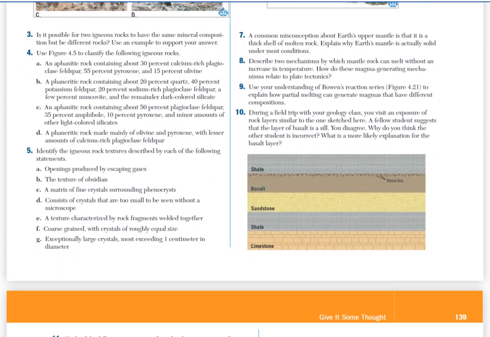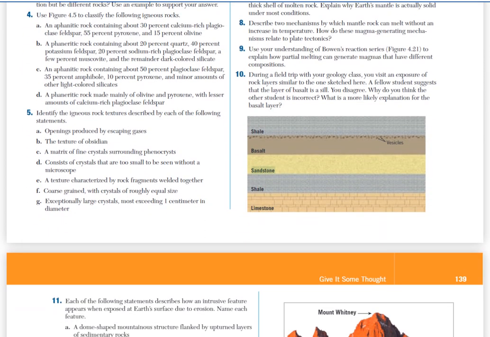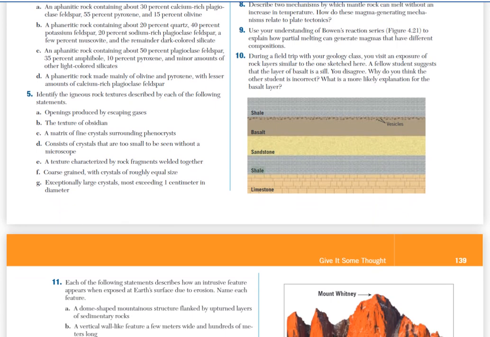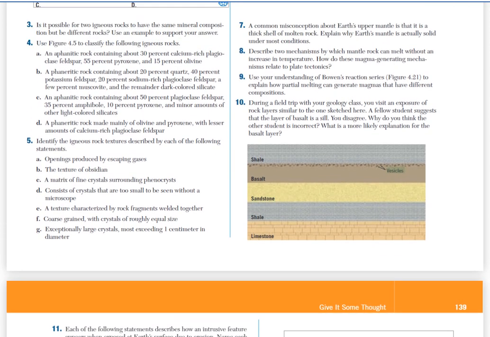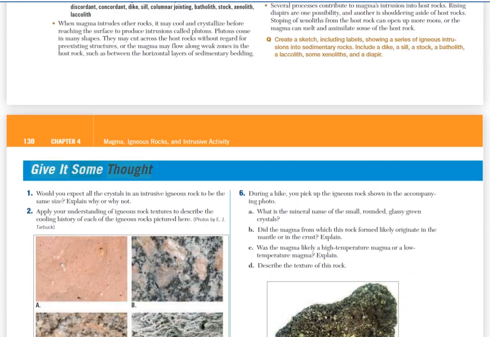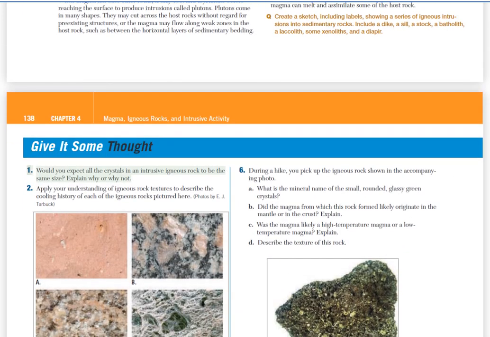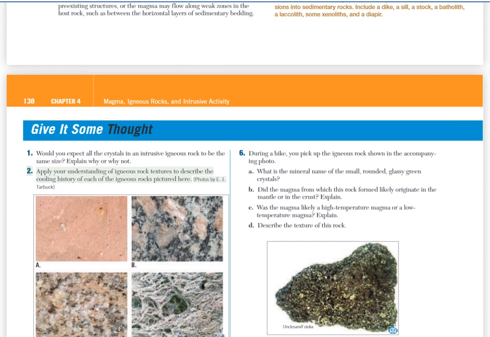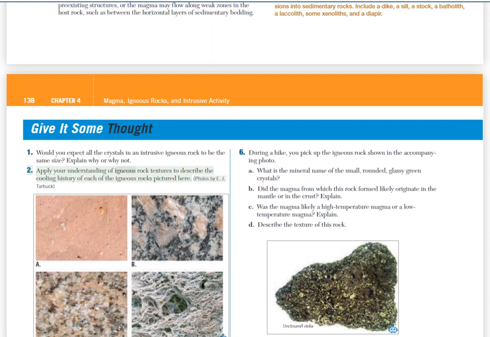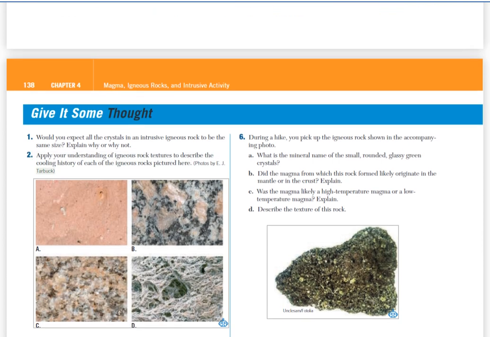Shale, basalt, sandstone, shale, vesicles. Give it some thought. 1. Would you expect all the crystals in an intrusive igneous rock to be the same size? Explain why or why not. 2. Apply your understanding of igneous rock textures to describe the cooling history of each of the igneous rocks pictured here. Photos by E.E.J. Tarbuck.